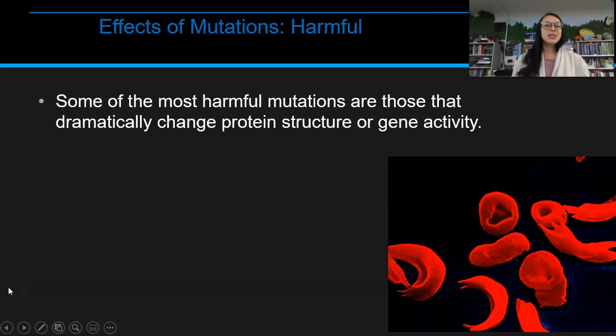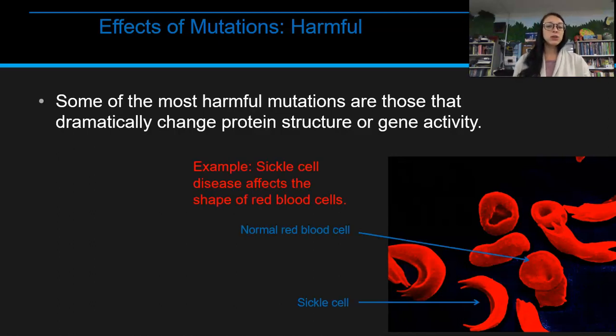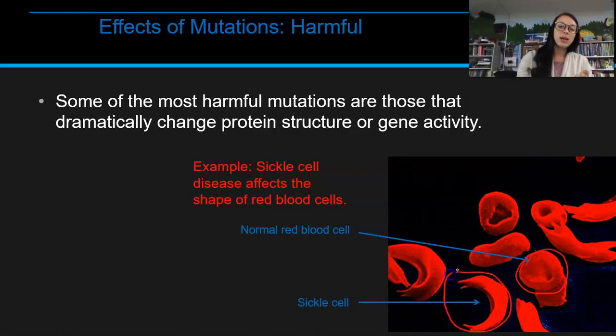Most of the effects of mutations tend to be harmful, although a lot of them are also silent. Some of the most harmful mutations are those that drastically change the protein structure or gene activity. For example, the turning off or on of a portion of the cell cycle. Another example is sickle cell anemia or sickle cell disease. Sickle cell disease comes from a mutation in the genetic code that changes the shape of your red blood cells. A normal red blood cell has this round shape right here, as you can kind of see in the picture, and a sickle cell has this shape right here.